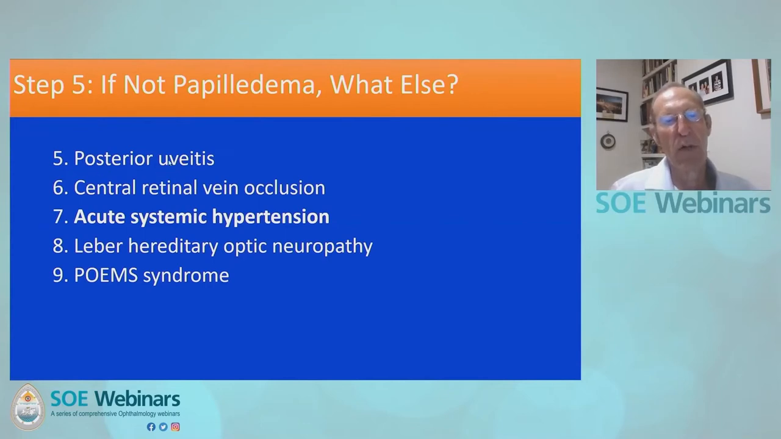Posterior uveitis, don't forget posterior uveitis as a cause. Central retinal vein occlusion, we've talked about. Acute systemic hypertension, this is something that really can be very dangerous to the patient. Leber hereditary optic neuropathy and POEMS syndrome. These are the somewhat less common causes.